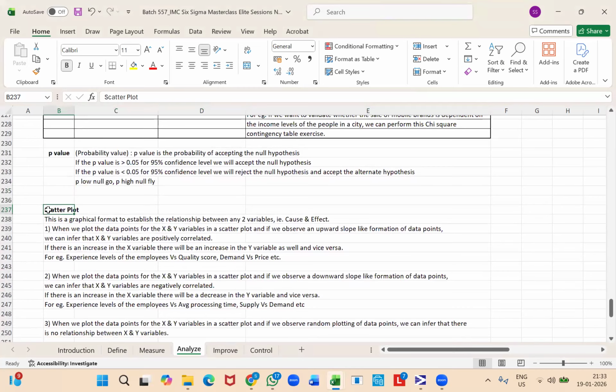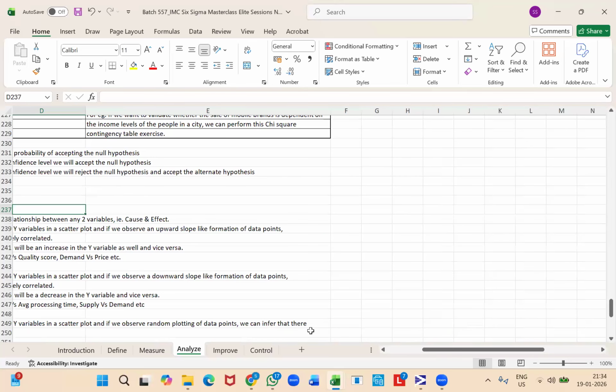Fine. So let us move on to the next section in the analyze phase. Once we have validated the significance of each and every vital cause with respect to the business problem, we now need to establish the relationship between the cause and the effect. Pictorially, we can establish the relationship between any two variables using the scatter plot. And if you want to objectively measure the strength of the relationship, then we need to perform correlation analysis.